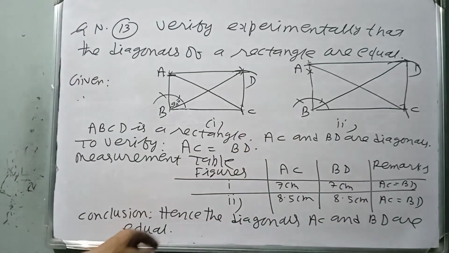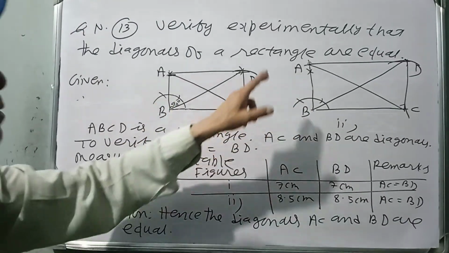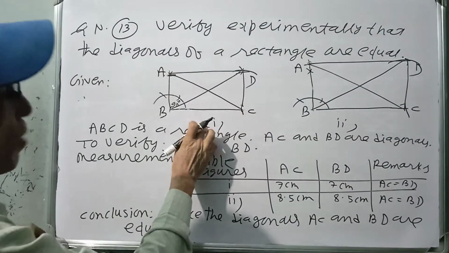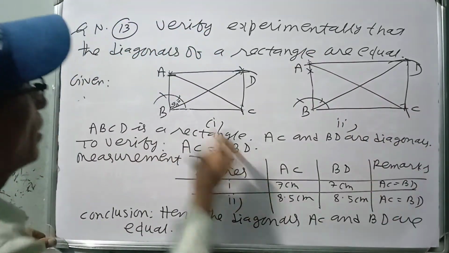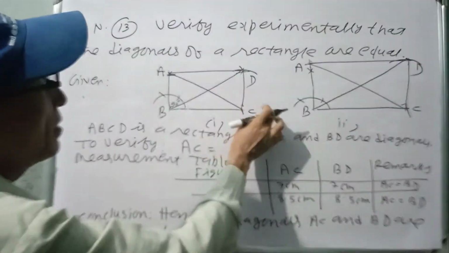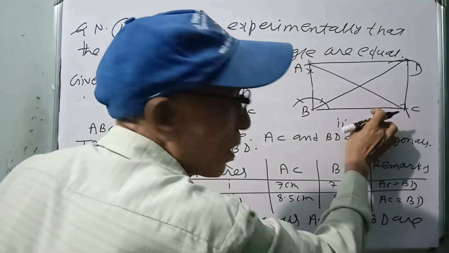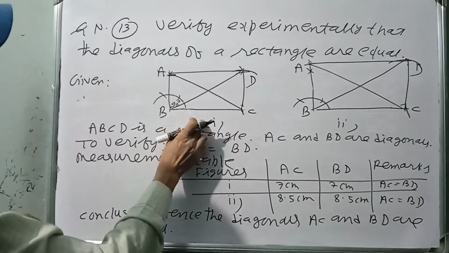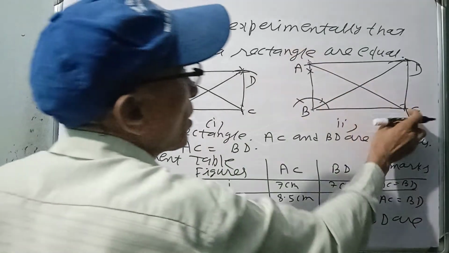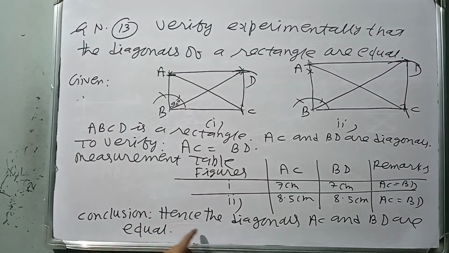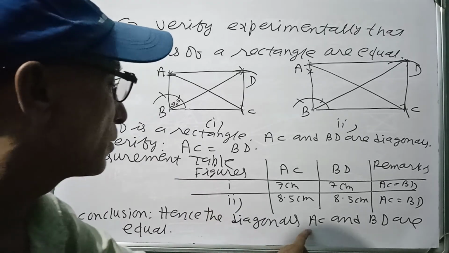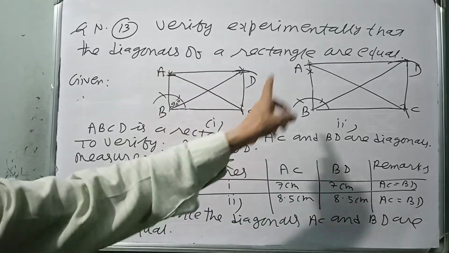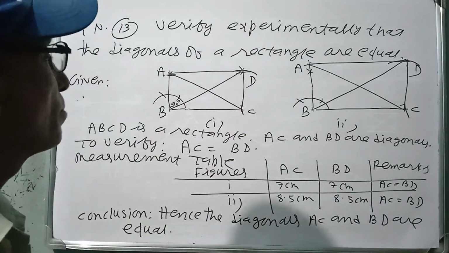Anyway, in figure number 1, AC equal BD. Figure number 2, AC equal BD. But figure 1 AC and figure 2 AC are not equal. BD is not equal to BD of the second figure. Figure number 1, AC equal BD. Figure number 2, AC equal BD. Conclusion: this experiment verifies that the diagonals of a rectangle are equal. The diagonals of rectangle ABCD are equal. It means AC equal BD proved.